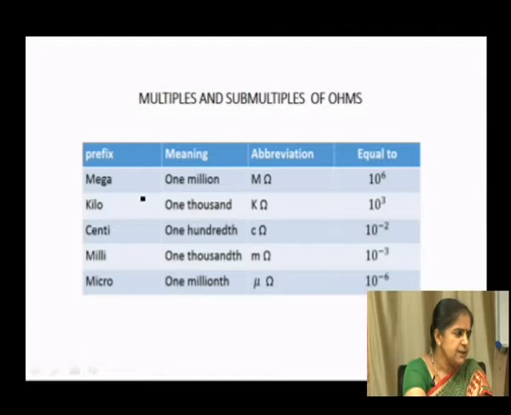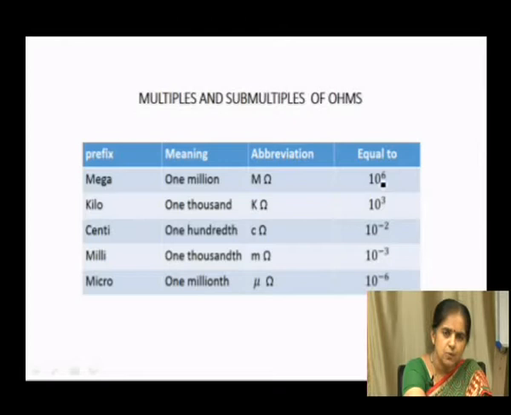These are the multiples, mega and kilo, they are the multiples of ohms, whereas centi, milli as well as micro are considered the submultiples of resistance. So, mega and kilo are the bigger units of resistance. What is 1 mega ohm? 1 mega ohm is equal to 1 million ohms, and the abbreviation used is capital M, so mega ohms, and 1 mega ohm is equal to 10 to the power of 6 ohms, that is 1 million ohms. It is a bigger unit of ohms.